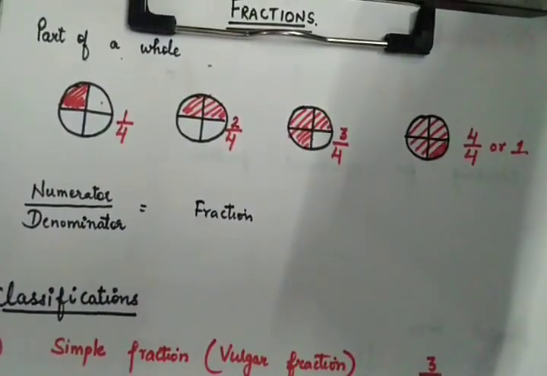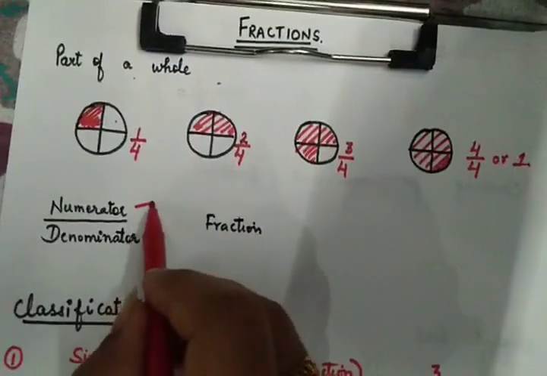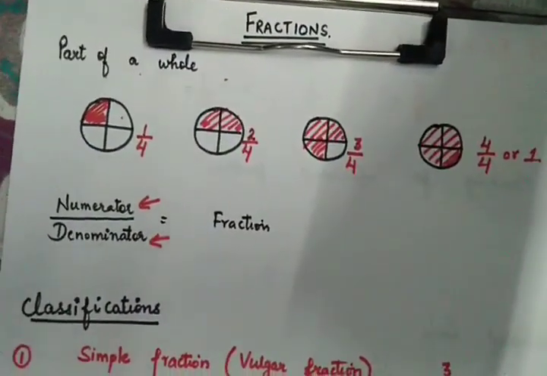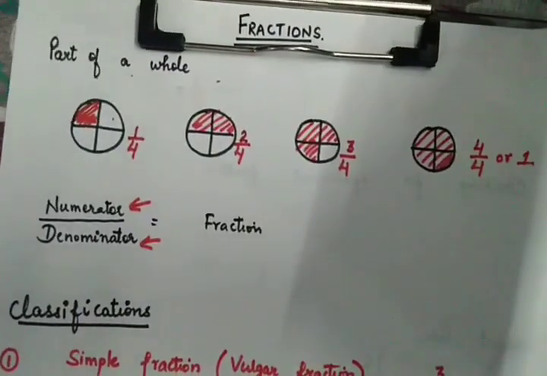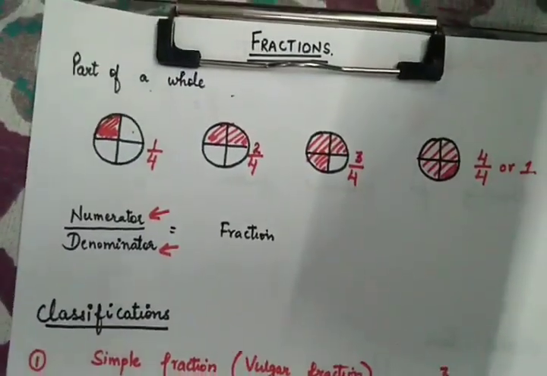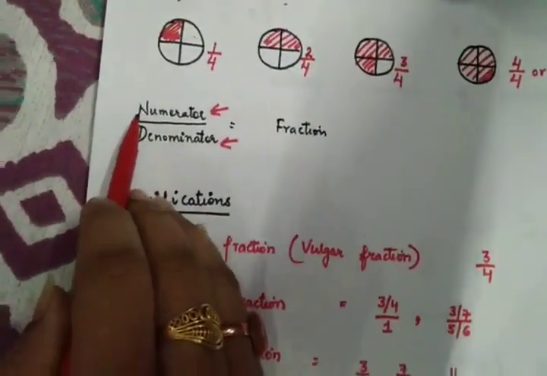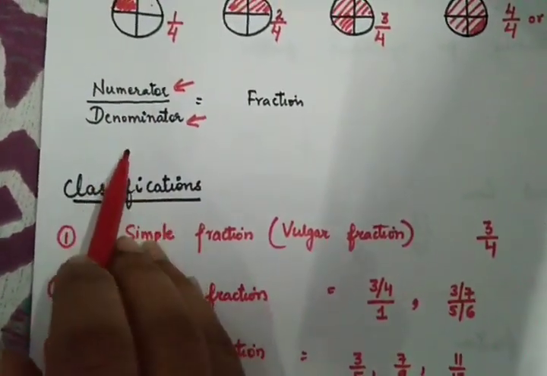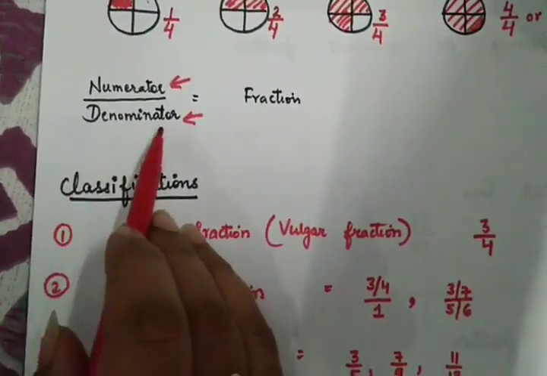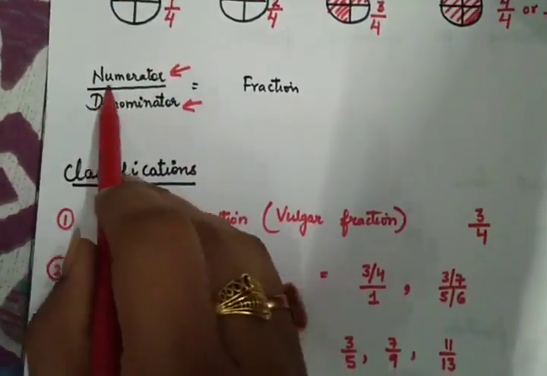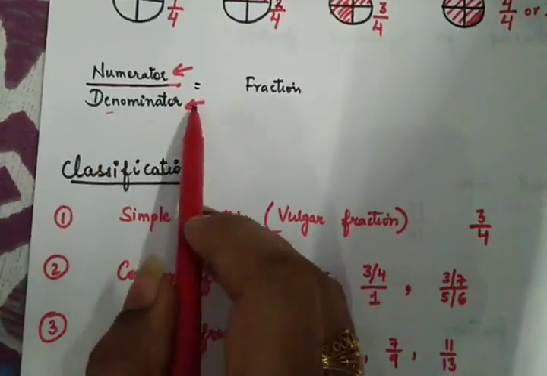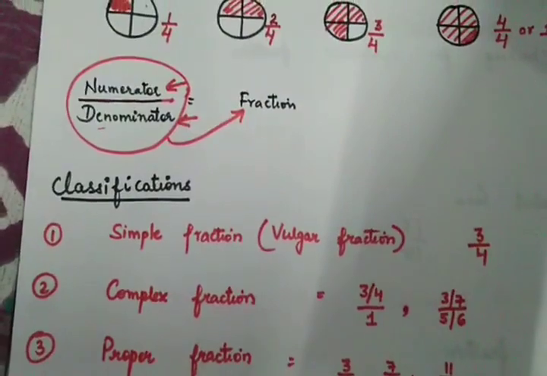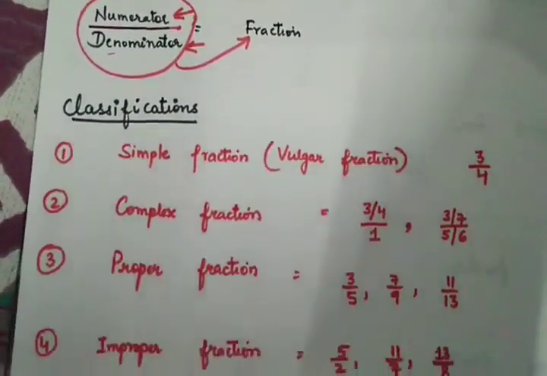So what are we seeing in the fractions? It has one upper term and one term in the bottom part. The upper term is known as numerator. The number which is written above is numerator, whereas the number written on the downside is denominator. So numerator upon denominator, and this whole makes your fraction. I hope this much is clear to you.